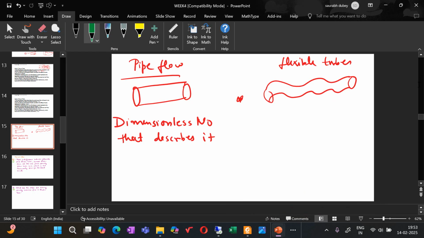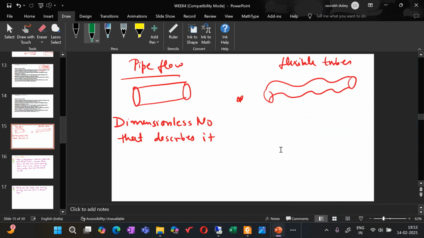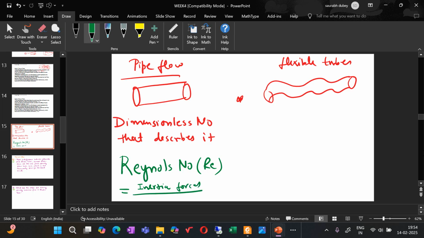Yes, so if you see this, I think Reynolds number, if somebody has given the answer or not. Womersley number, right? It's the Womersley number. So if you see this, for the pipe flow, we go for this Reynolds number. And what is this Reynolds number? We write it as Re. This is what? Inertia forces to viscous forces, right?